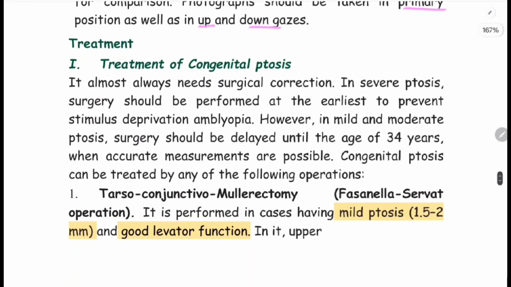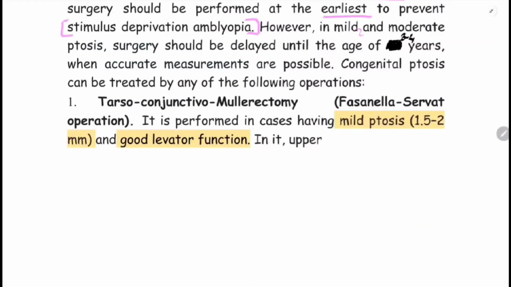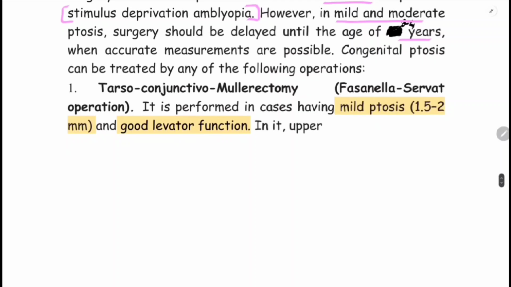Next, coming to treatment of congenital ptosis, it almost always needs surgical correction. In severe ptosis, surgery should be performed at the earliest to prevent stimulus deprivation and amblyopia. In mild to moderate cases where the visual axis is clear, surgery can be delayed up to 3 to 4 years when accurate measurements are possible.